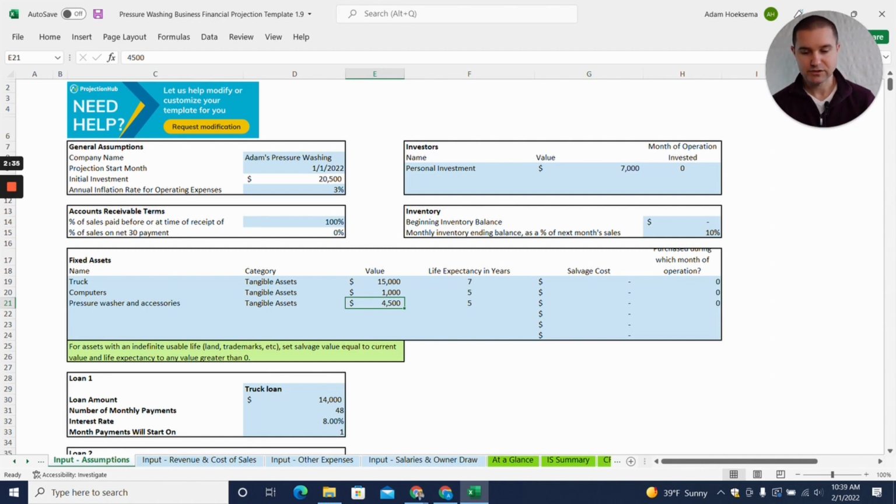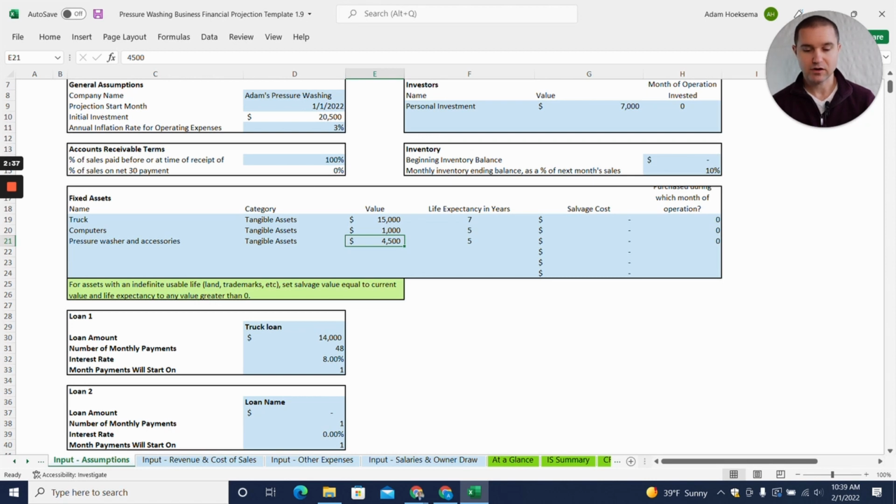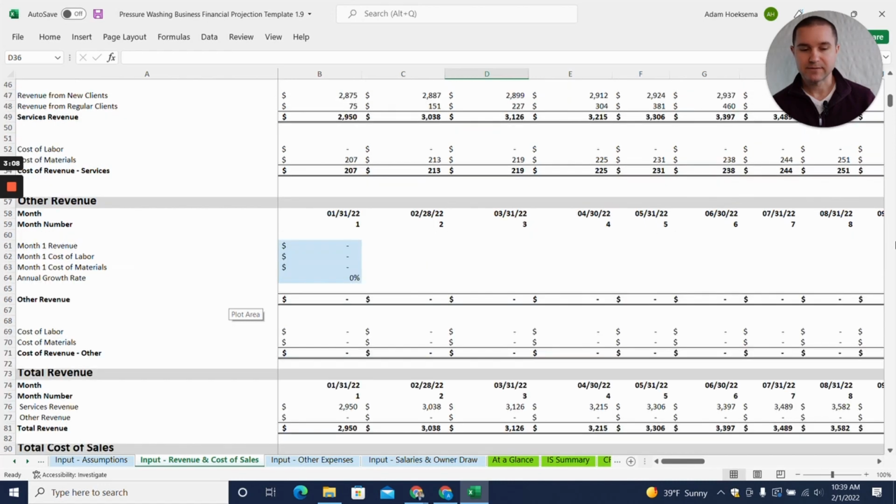And we're going to also add here a truck loan, a $14,000 truck loan. So we're assuming that we're getting some financing for the truck, and then the computer and the pressure washer will be paid for with my personal investment of $7,000 here. So total sources of funding going into the business to start with are $21,000, with our total startup costs right at $20,500. We'll have $500 of working capital, and we've got to get at it right in month 1 and start selling.